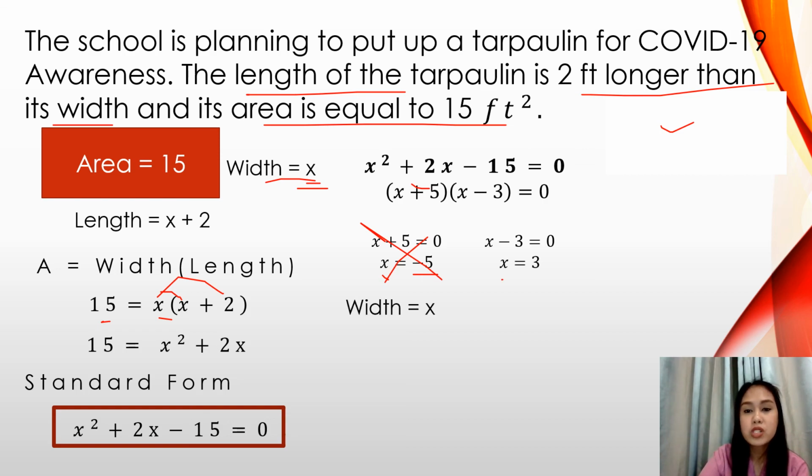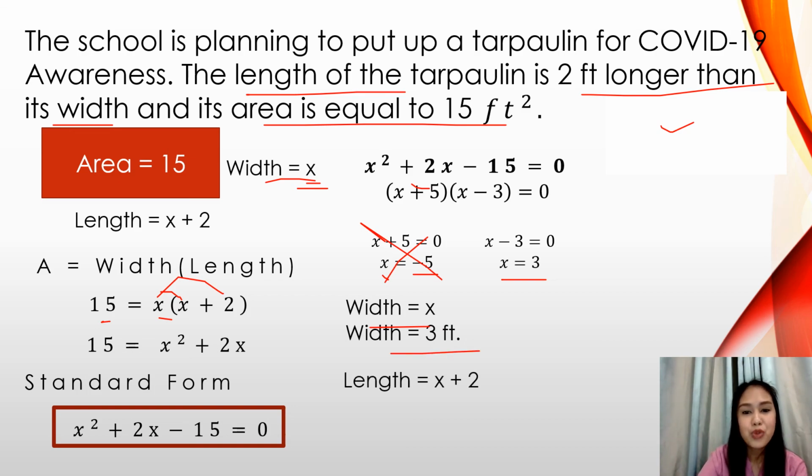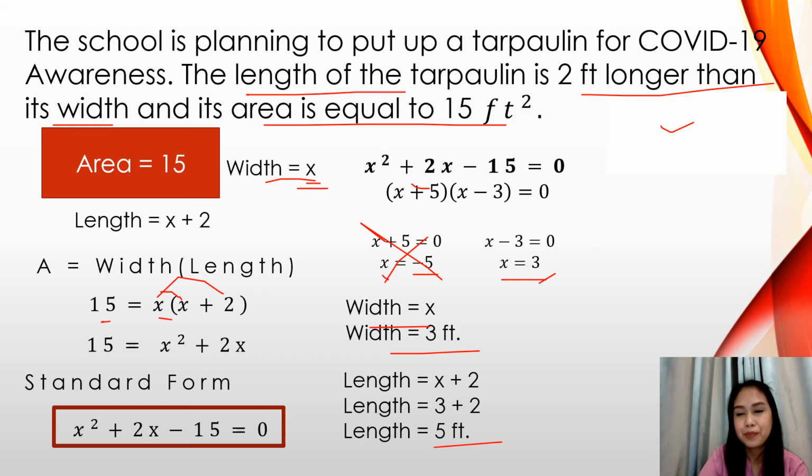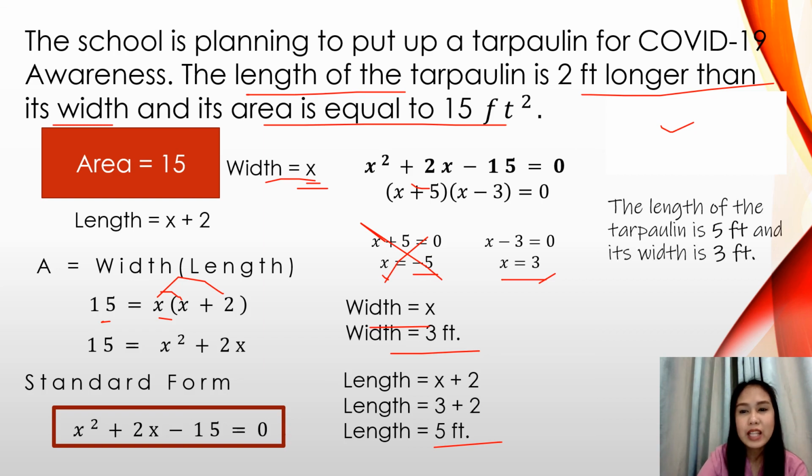So rather, we'll use x is equal to 3. So since width is equal to x and x is equal to 3, then the width is equal to 3 feet. And then the length is equal to x plus 2. Substitute the value of x as 3, so that will be 3 plus 2. Therefore, we know that the length is equal to 5 feet. Now, we can answer the problem: the length of the tarpaulin is 5 feet, as we have computed here, and the width is equal to 3 feet as the value of x.